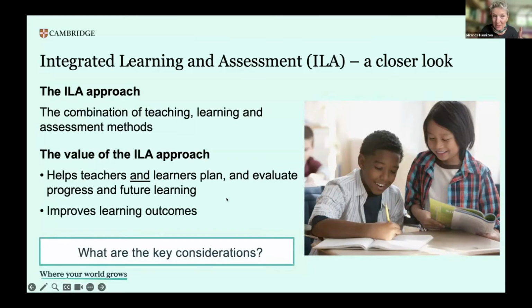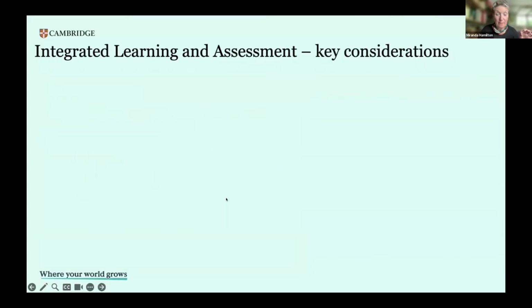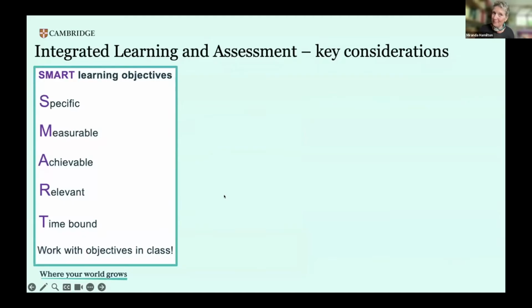So, key considerations. What are they in an ILA approach? Here we go. Number one, SMART learning objectives. Your learners need a roadmap. They need to know where they're going in the lesson, through the week, what they're working towards by the end of their course. So the learning objectives in class need to be really specific. They need to be measurable so that you can assess whether learners have learned and whether they understand where they're going.